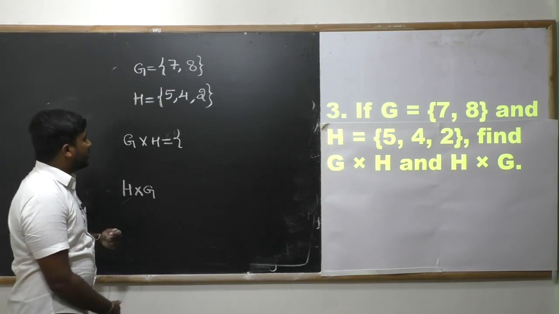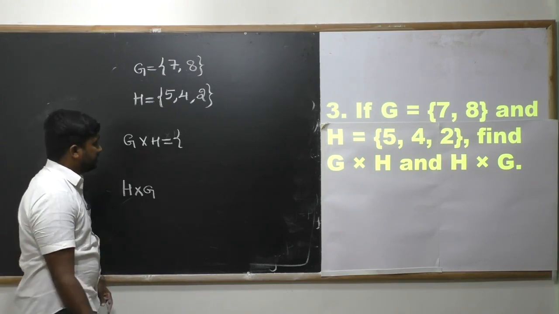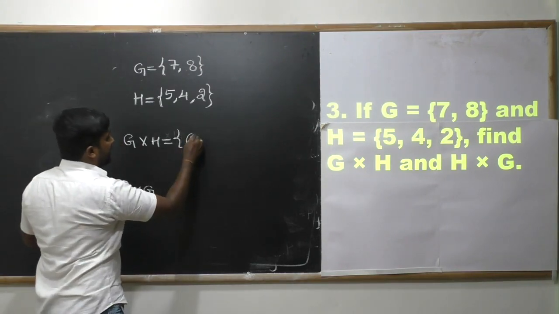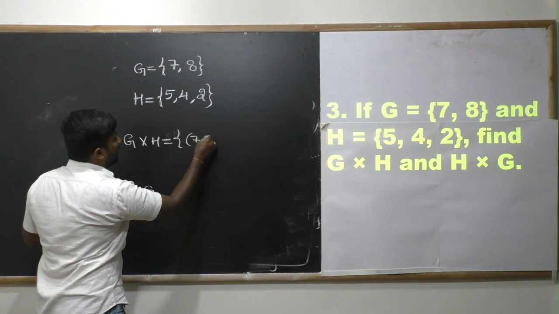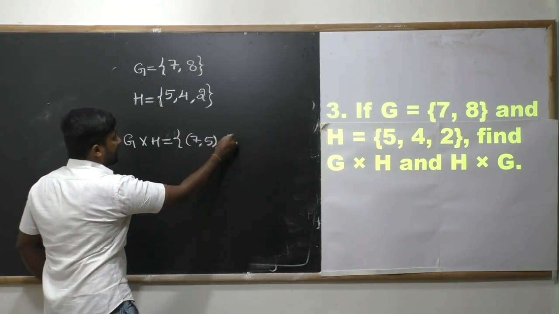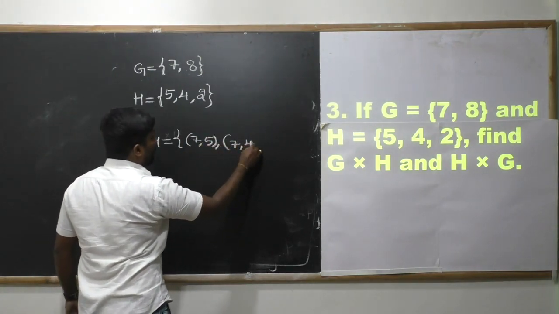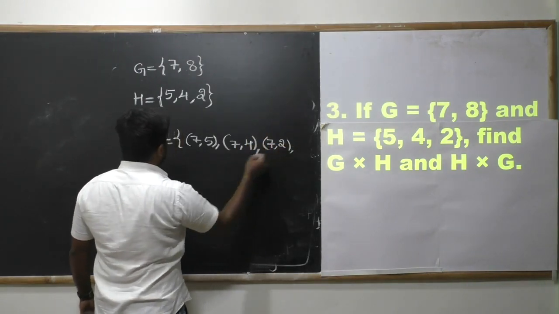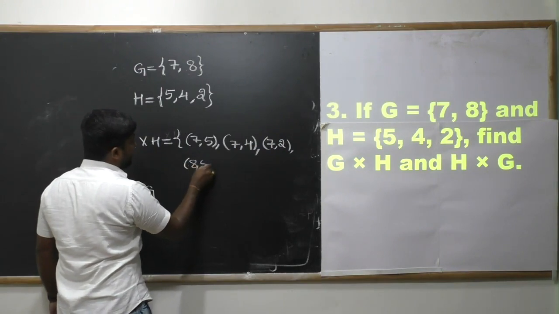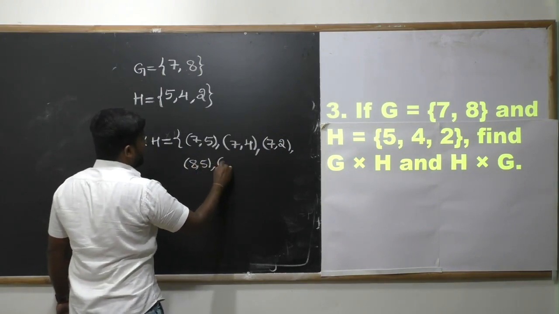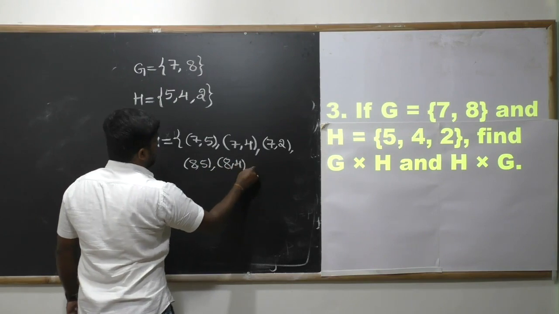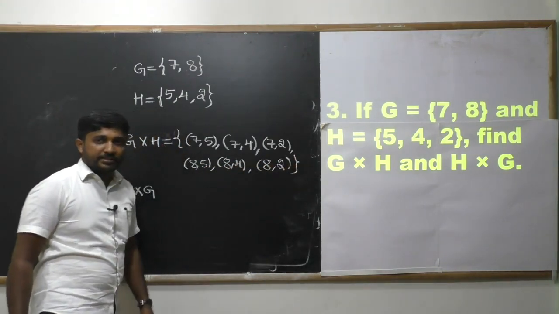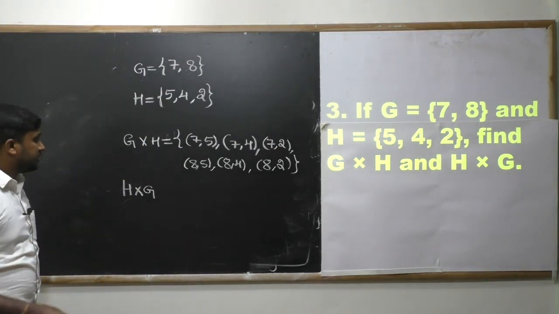Okay, please list out the ordered pairs of G cross H. What are the ordered pairs? First, ordered pair (7, 5). Next, (7, 4). Next, ordered pair (7, 2). Next, (8, 5). Next, (8, 4). Next, ordered pair (8, 2). Totally 6 elements are present in G cross H.